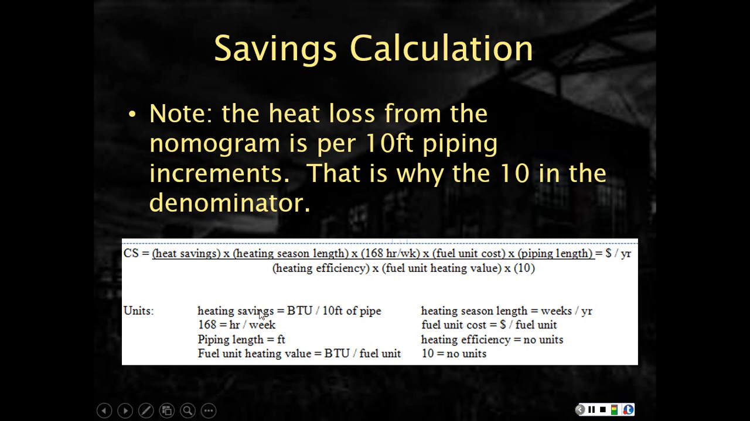So for the heat savings, you're going to run that nomogram twice. Once with the current condition, let's say I have a bunch of uninsulated pipe, I can come up with a heat loss. Then I'm going to run the nomogram again with the quantity of insulation that I'm going to add on, let's say an inch. The difference is my heat savings. So I'm going to have a reduction in heat loss. It's a delta heat reduction.